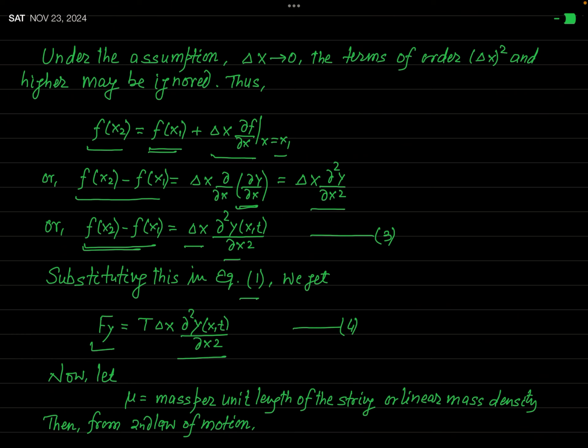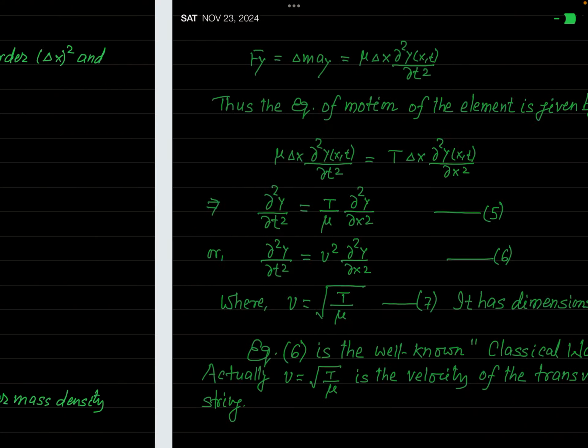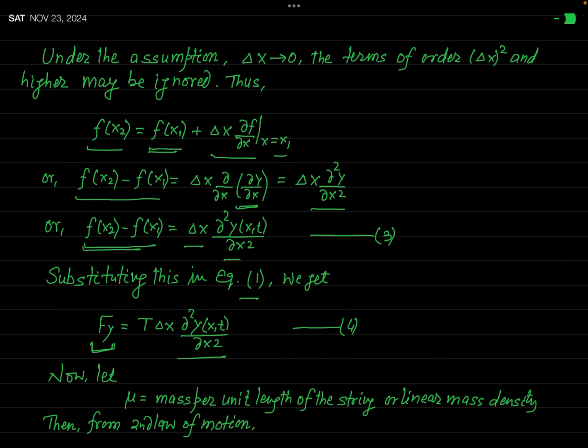Actually, the equation of motion of the element is to be obtained. This is our aim, and this is obtained from Newton's second law of motion. And you know from Newton's second law of motion that force is equal to mass times acceleration. So now, on the basis of Newton's second law of motion, we will try to find this fy. And for this, we consider that mu is the linear mass density of our string. When you say linear mass density, what does it mean? It means it is the mass of the string per unit length.